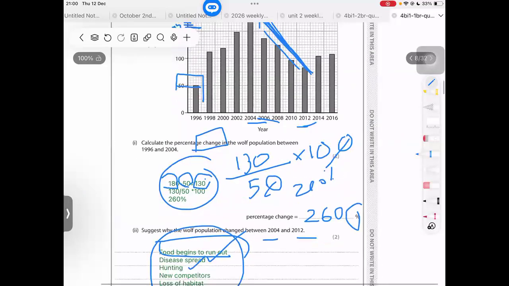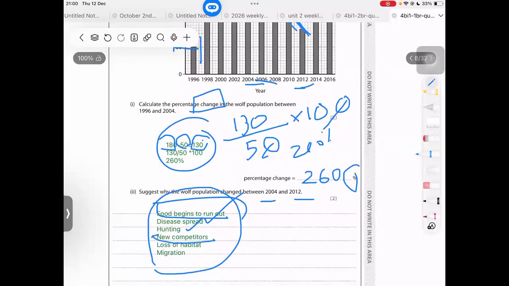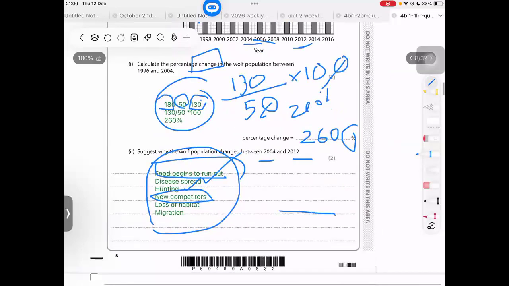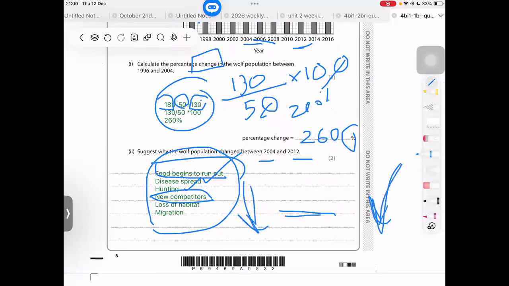And also, new competitors might be there. When other predators come and depend on the same prey, the amount of food that they have decreases. So the number of individuals in that population, in that species, will also decrease because they don't have enough food.